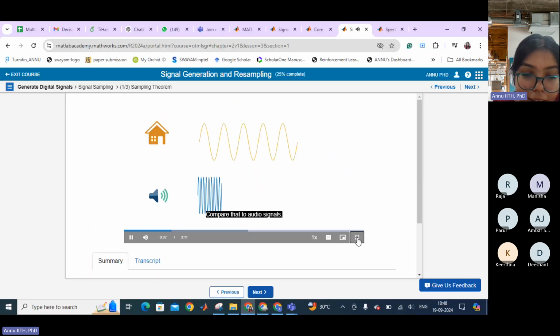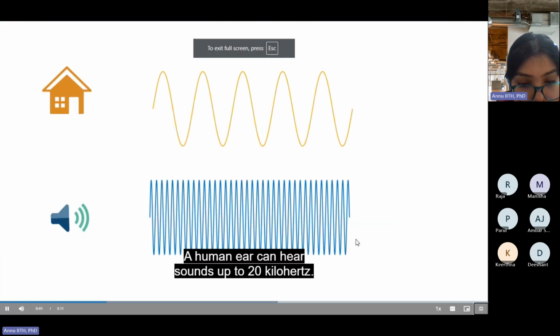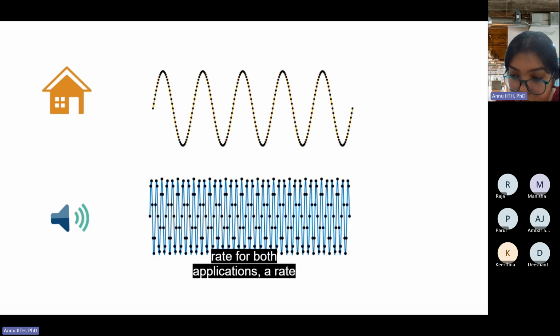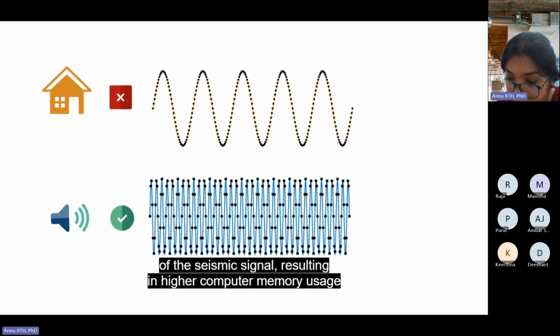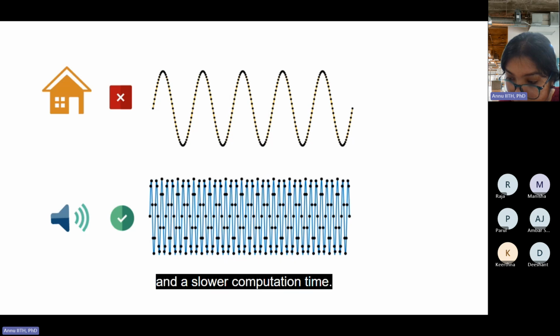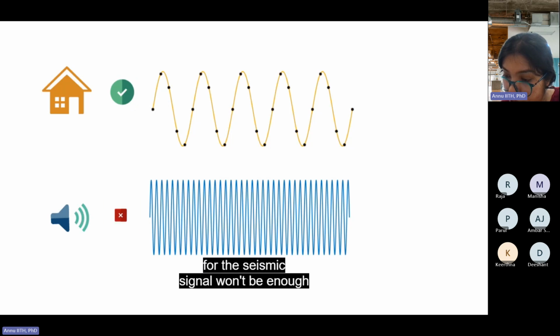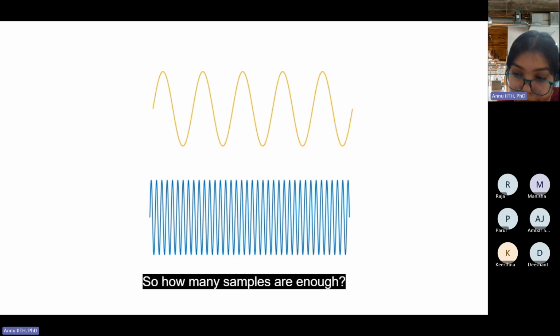Compare that to general audio signals. A human ear can hear sounds up to 20 kilohertz. If you tried using the same sample rate for both applications, a rate that's reasonable for the audio signal would end up storing way too many samples of the seismic signal, resulting in higher computer memory usage and a slower computation time. On the other hand, what's reasonable for the seismic signal won't be enough samples to detect the frequency in the audio signal. So, how many samples are enough?